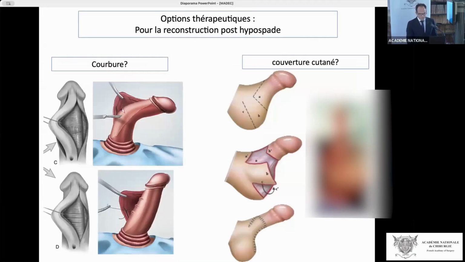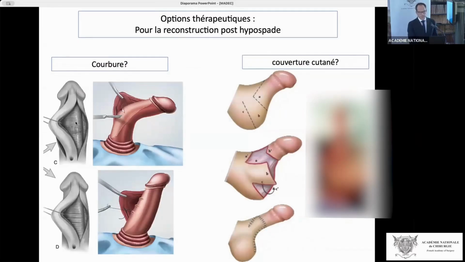The downside is that it shortens the size of the penis. And we know that a certain number of hypospadias patients are ultimately considered at present within the intersex spectrum because they also have a small penis. And so this surgery is not going to be optimal.